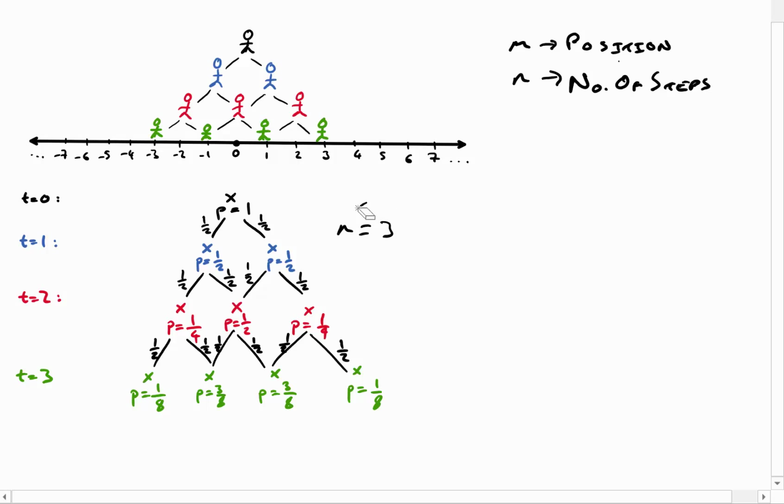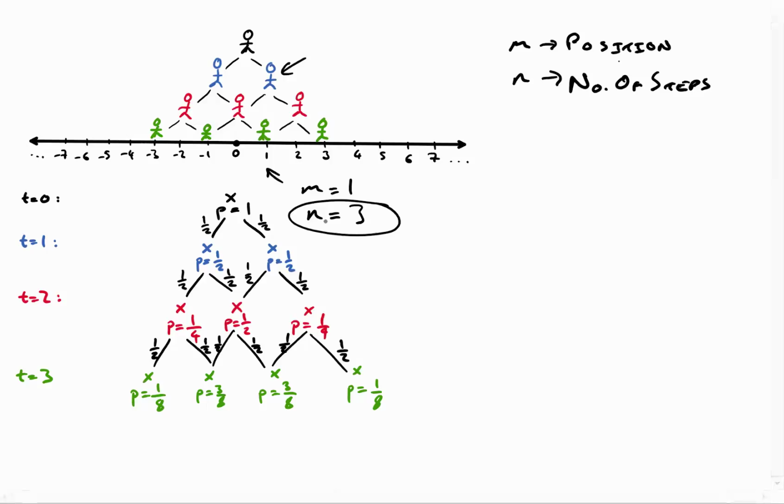Whereas, for example, if I take my position to be 1, so m equals 1, and I know that the number of steps that I've taken is 3, then I know I can't have got to 1 after 1 second, because I have to have taken 3 steps, and after 1 second I can only have taken 1 step. So although after 1 second I could be at position 1, because I haven't taken 3 steps, it'll have to be after time equals 3 seconds. In other words, I could have gone from here to here and then back to 1 again.